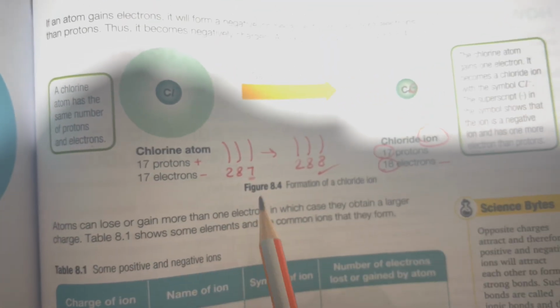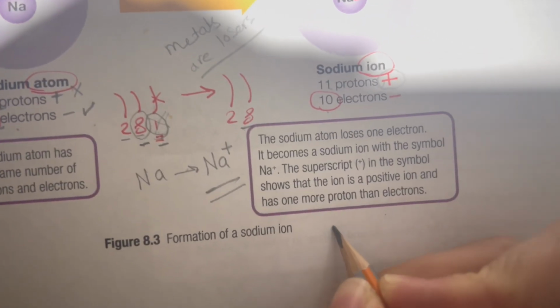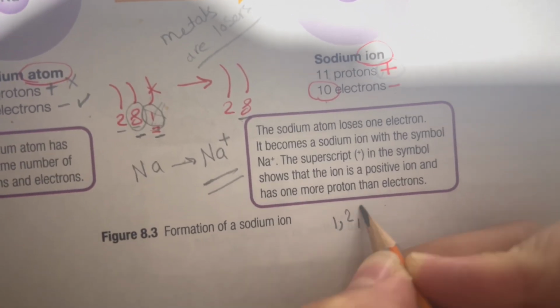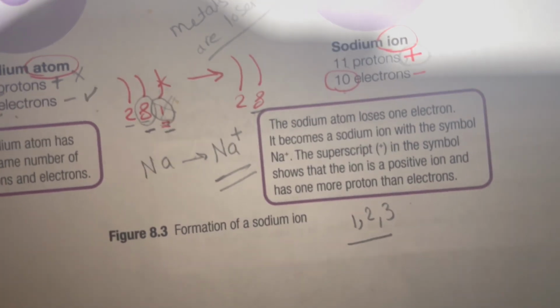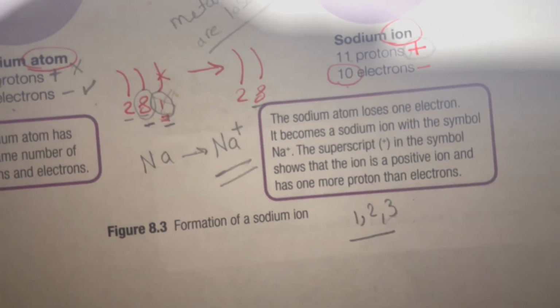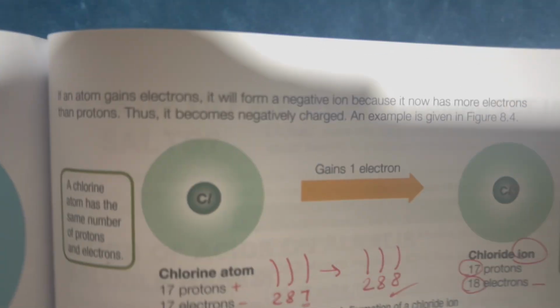For the non-metals, they do exactly the opposite thing. Oh, sorry, I forgot to tell you something. Metals tend to lose their outermost shell electrons when they have 1 or 2 or 3. Metals always have 1 or 2 or 3. And they lose the 1 or the 2 or 3 electrons they have to form the positive ions. For the non-metals, they gain electrons.